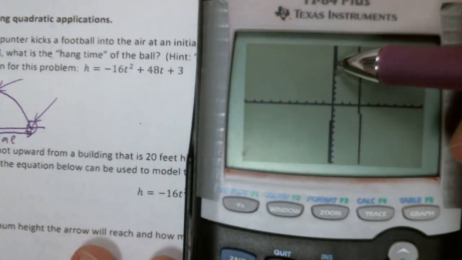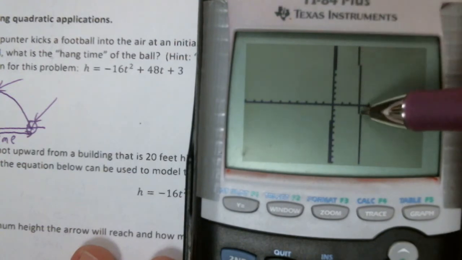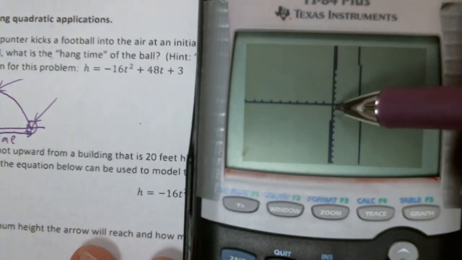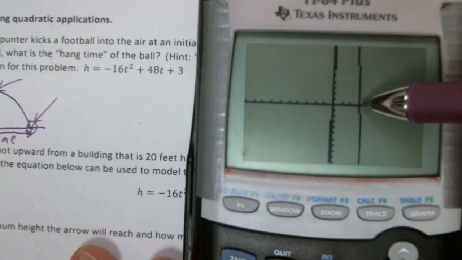The football is kicked. It goes up, reaches a maximum height, and it comes back down and hits the ground. I want to know how long it takes to hit the ground. I want that spot right there. I don't care about that x-intercept. I want the x-intercept on the right.